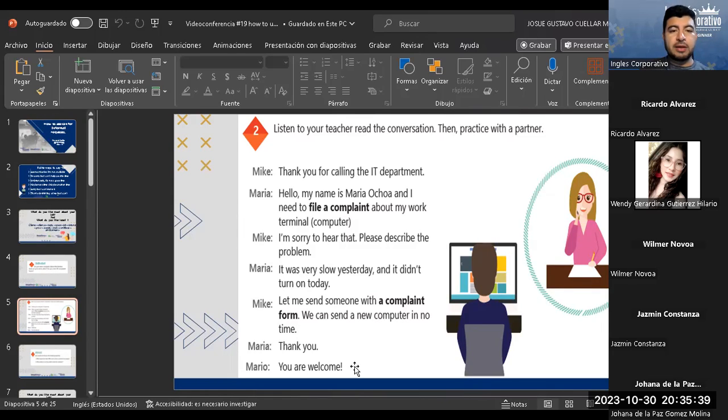Thank you. You're welcome. Dice, gracias por llamar al Departamento de Tecnología. Hola, mi nombre es María Ochoa y necesito llenar una solicitud de queja sobre mi computadora. Cuando decimos my work terminal, se refiere a computadora. Siento escuchar eso. Por favor, describe el problema. Estaba muy lenta ayer y no enciende ahora. Y le dice Mike, déjame enviarte a alguien con un formulario de queja. Nosotros podemos enviar una computadora en poco tiempo. Gracias, de nada.